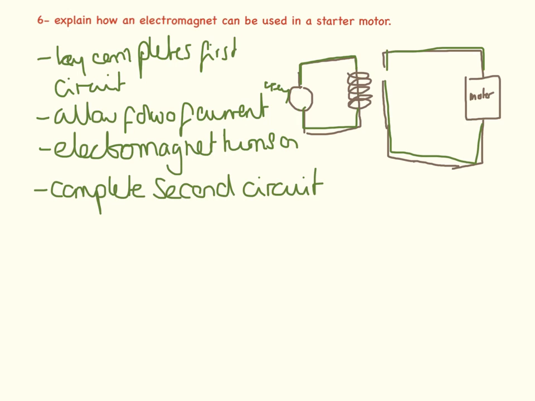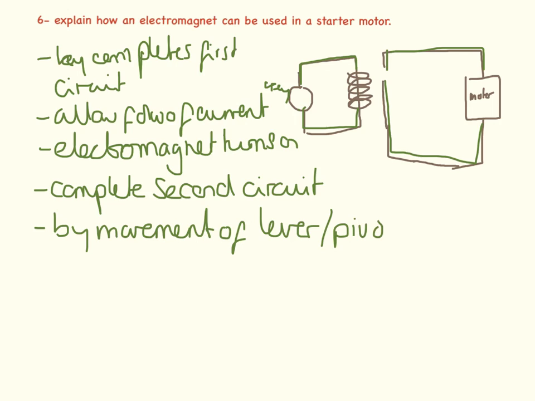So in the exam, I've seen ones that have got a pivot here, or there might be a lever involved, and that's the sort of thing you'd have to say. Be really clear to the examiner so you know exactly what's going on. And then when the second circuit has completed, you're going to be allowing the starter motor to run.